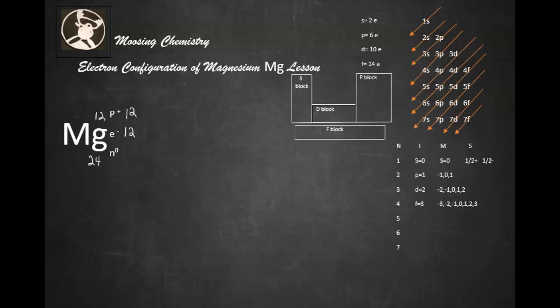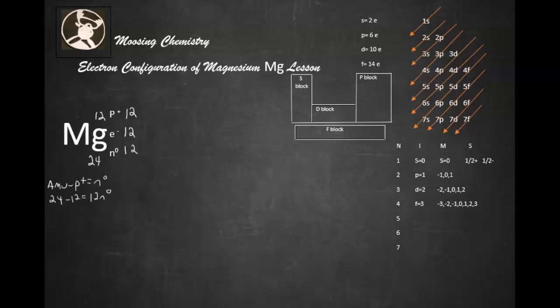What about the AMU? Well, we go AMU minus the number of protons equals the number of neutrons. So that's going to be 24 minus 12, which will give me 12 neutrons. Everything's looking pretty good.